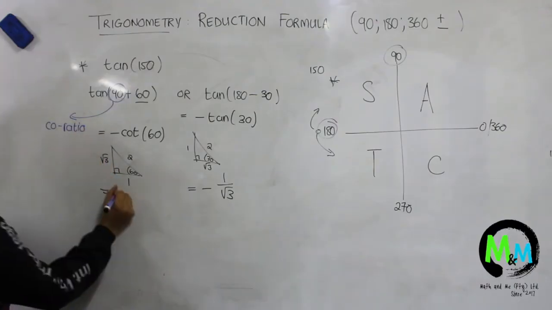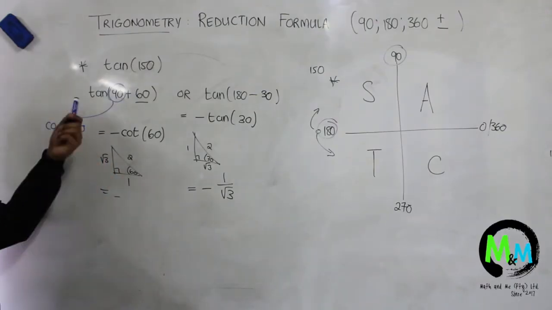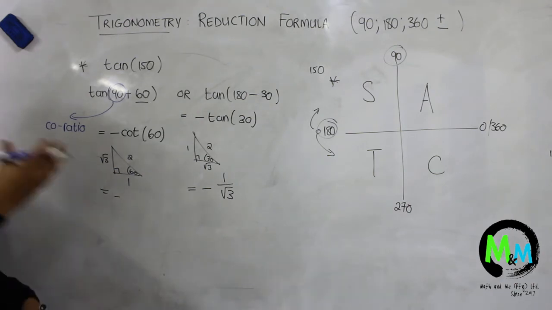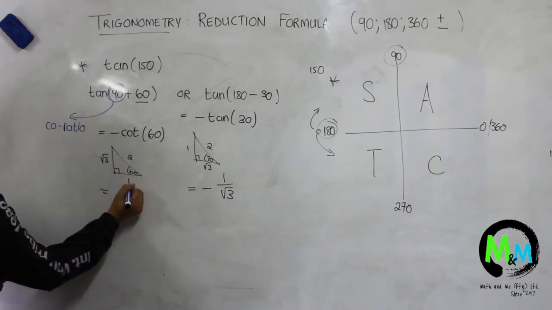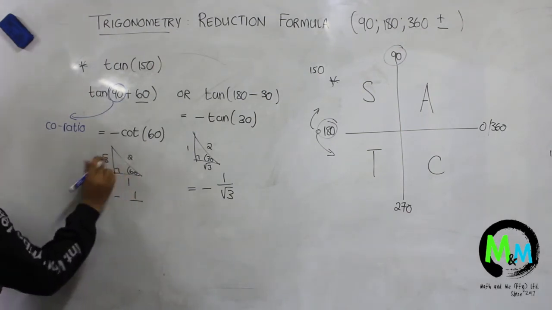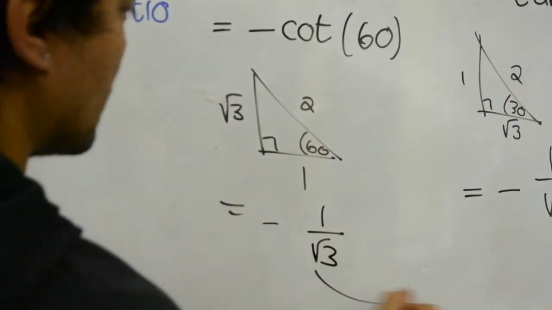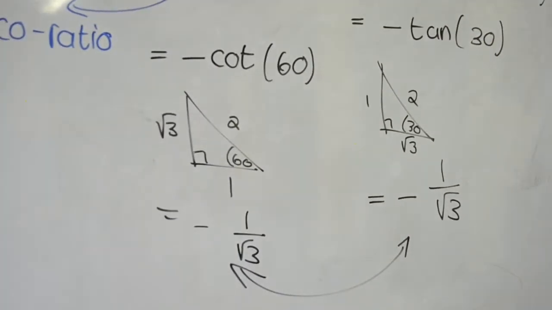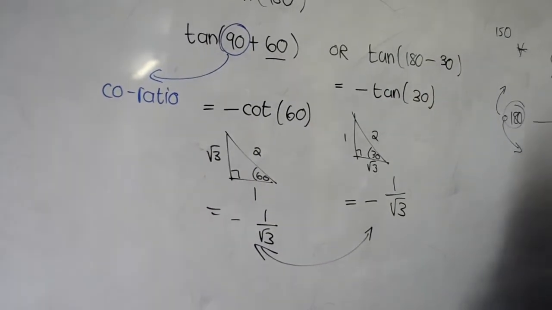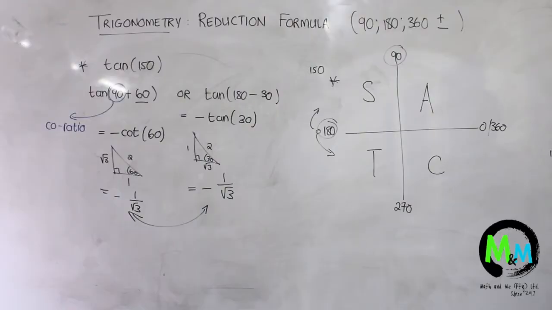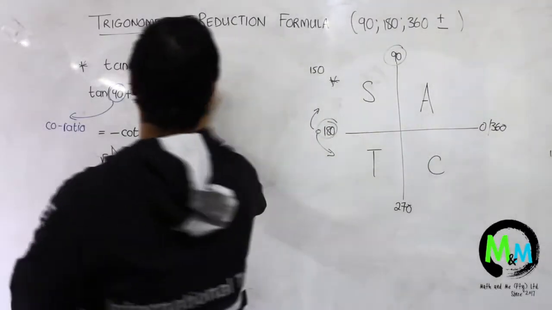Cot is the flipped fraction of tan. So instead of being opposite over adjacent, it is adjacent over opposite. So cot 60 is 1 over root 3. Same answer. All right, so it really doesn't matter. It's really up to preference.